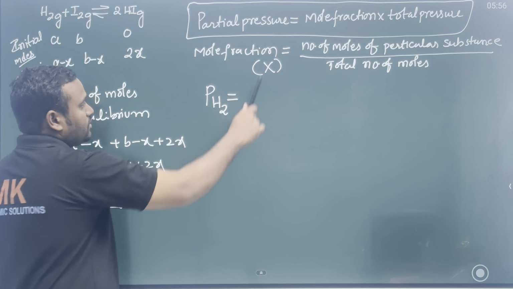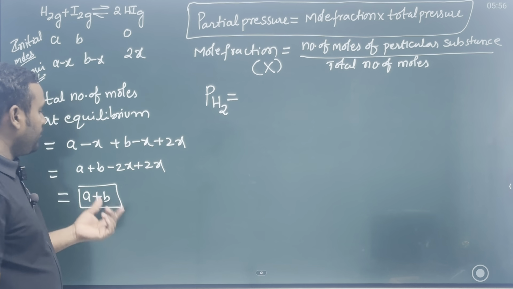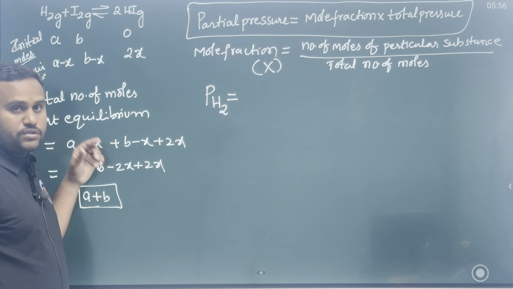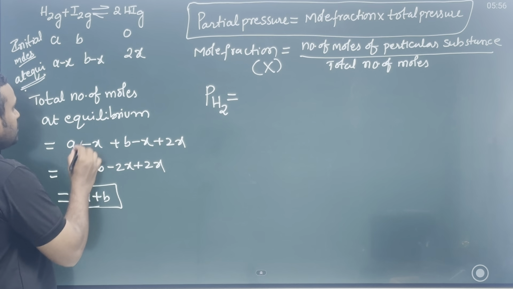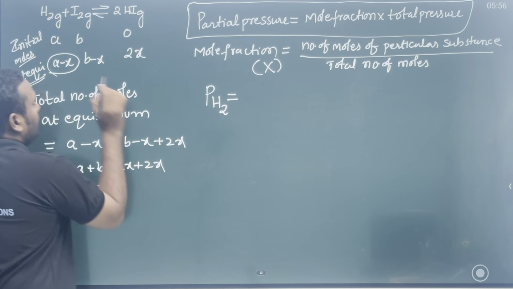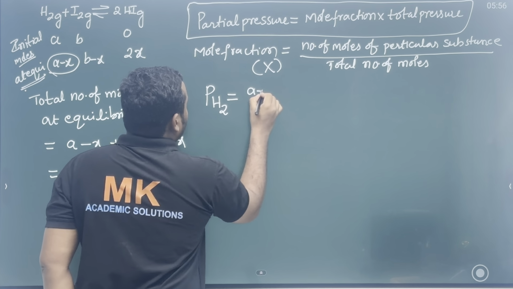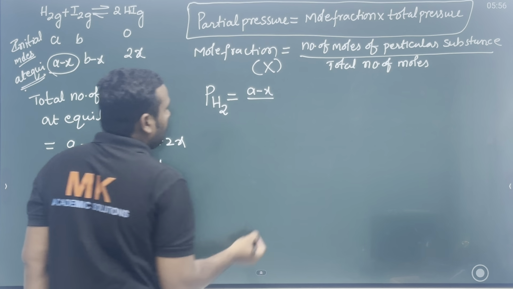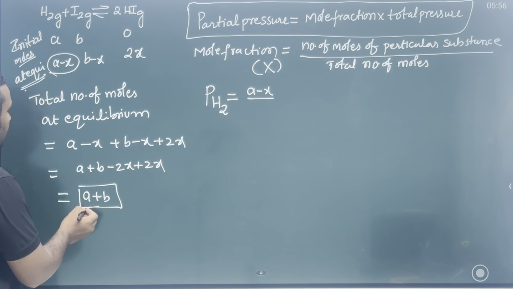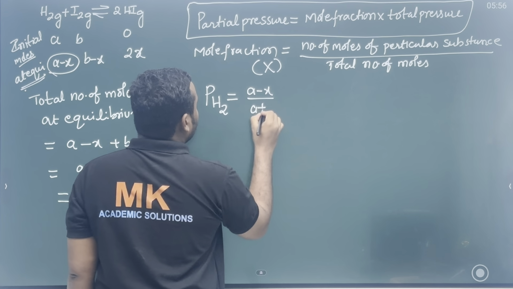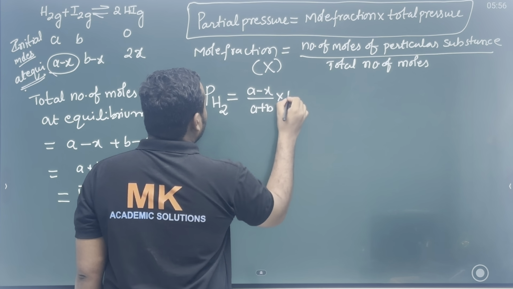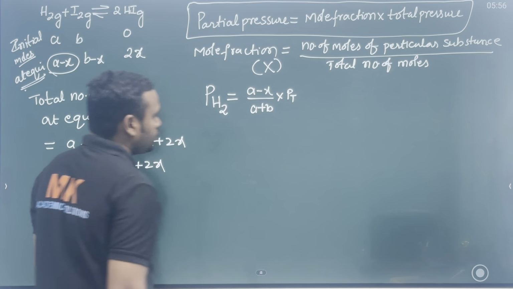What is the mole fraction of H2? It means the number of moles of H2 by the total number of moles at equilibrium. So what is the number of moles of H2 at equilibrium? A minus x. And what is the total number of moles? Total number of moles at equilibrium is A plus B, and into PT. PT is what? Total pressure.